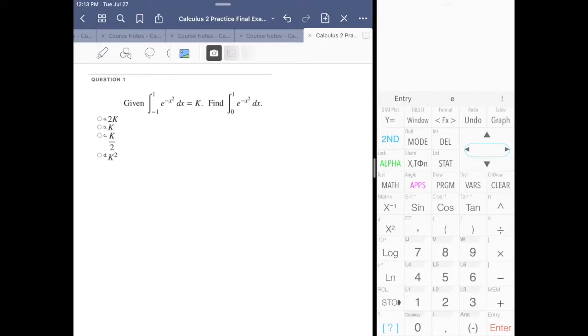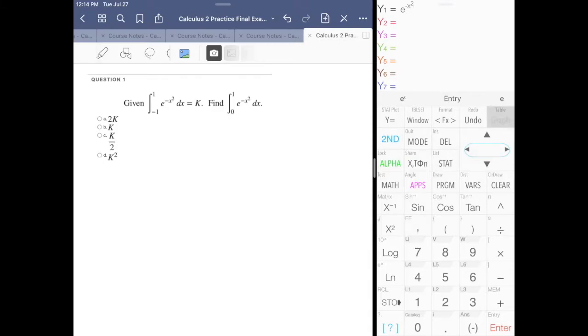Question 1 says, given that the integral over the interval of -1 to 1 of e to the negative x squared dx is equal to k, find the same integrand but over the interval of 0 to 1. So if we know the characteristics of e to the negative x squared, we can take a sneak peek and see what's going on in the calculator.